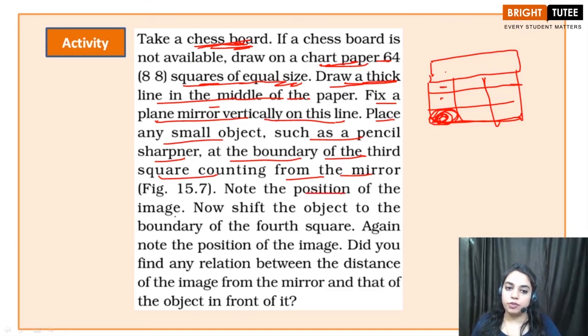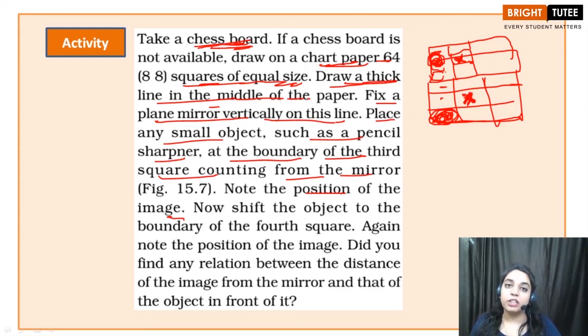Note the position of the image. Now you will try to observe the image in the mirror, and you will observe that the image is also formed in the third square, just where the object is placed. Suppose now you place it in the second column and try to observe where the image is formed. You will observe that if you have kept the object in the second square, the image will also be formed in the second square.